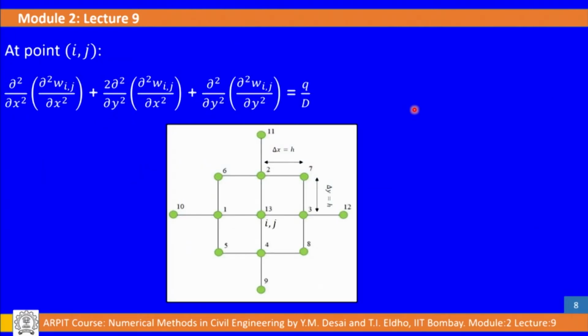We apply this central difference operator to the given differential equation, and as a result, when we are applying the operators at i, j, we get del square by del x square of del square w i j by del x square, plus twice del square by del y square of del square w i j by del x square, plus del square by del y square of del square w i j by del y square, equal to q by D. We need the value of the function at 13 points in order to construct such equations.